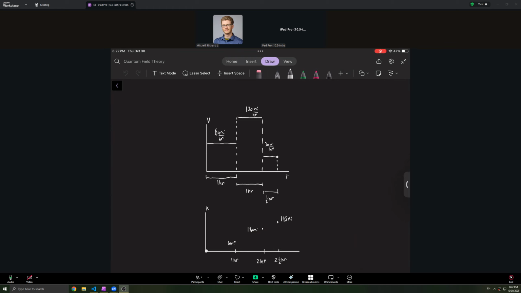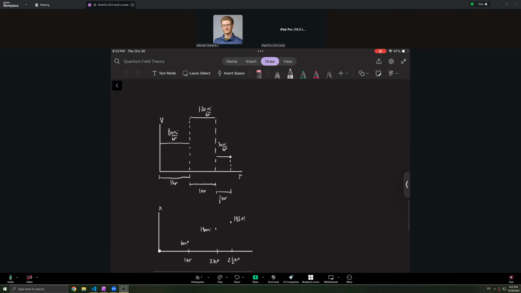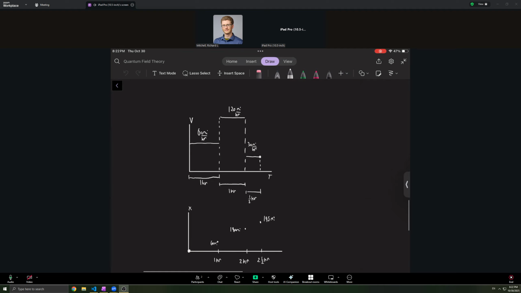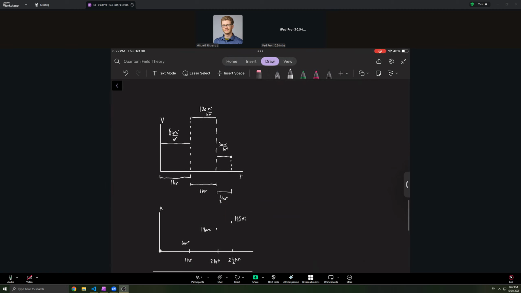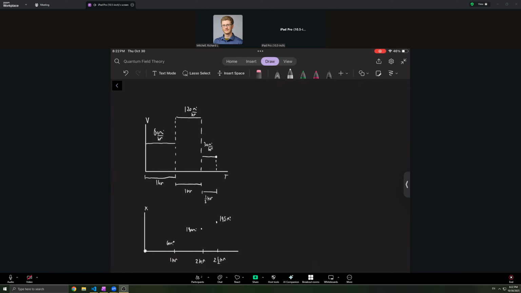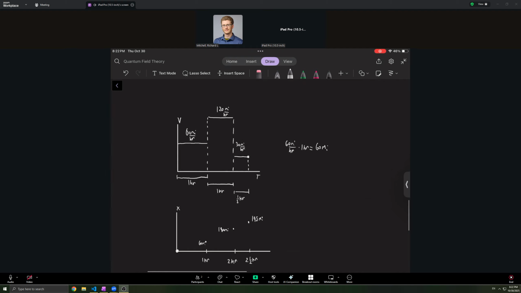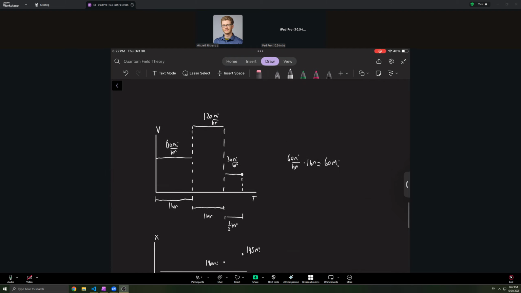So to see this, let's go back to the first calculation we did, where I asked the question, if you're going 60 miles per hour for 1 hour, how far did you go? And of course the calculation to do is 60 miles per hour for 1 hour, and that equals 60 miles. Now, let's notice something interesting.